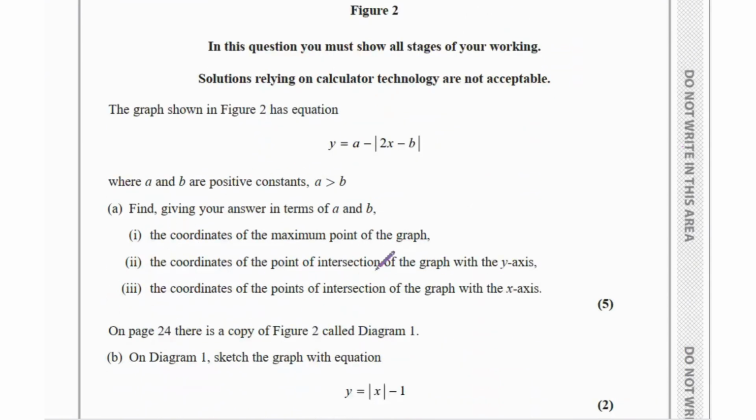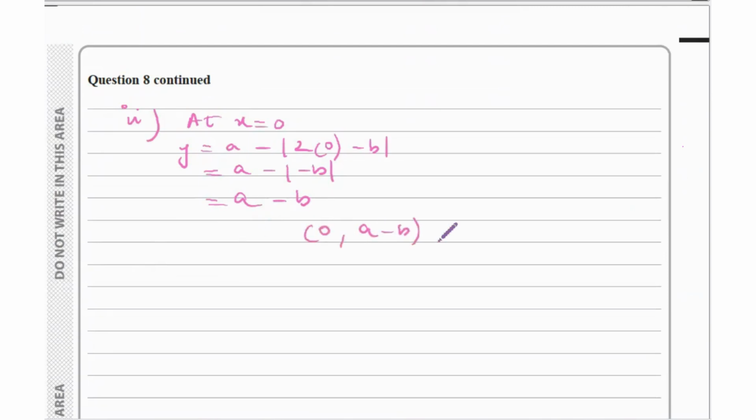Then the coordinates of the point of intersection of the graph with the y-axis, which means x is going to be 0. So at x equals 0, y is going to be a minus the absolute value of 2 times 0 minus b, which is a minus the absolute value of negative b, which will make it positive, so a minus b. So your coordinates are going to be x is 0 and y is a minus b.